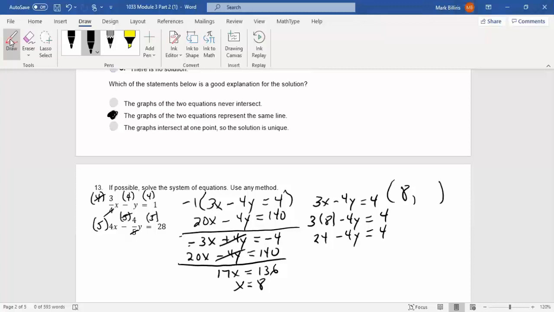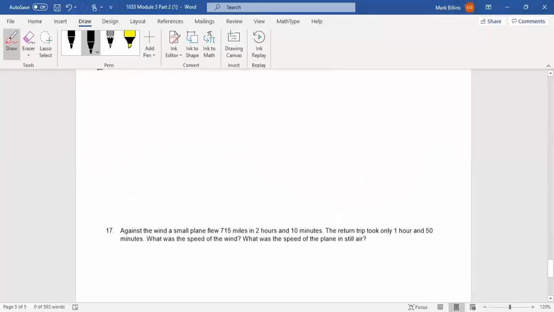Subtract 24 from both sides. This will give me negative 4y equals negative 20. When I divide both sides by negative 4, a negative divided by a negative is a positive. So that would give me a positive 5. So my common solution would be 8, 5. Remember, your x value comes first, and then your y value.